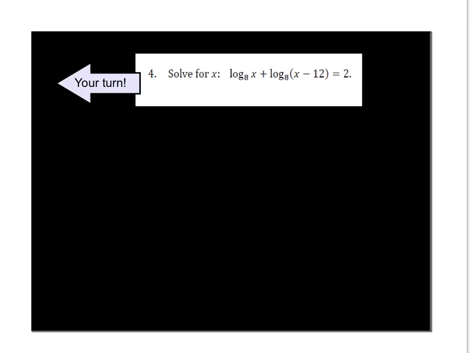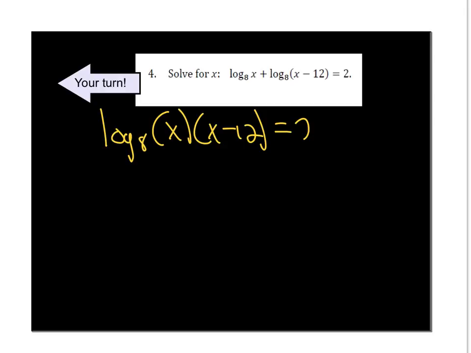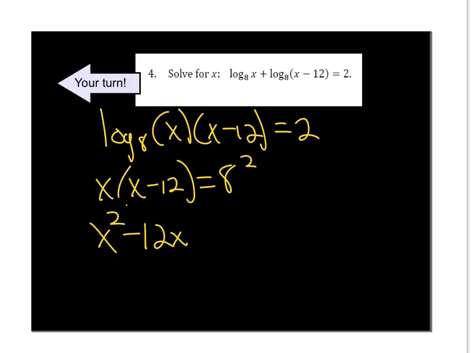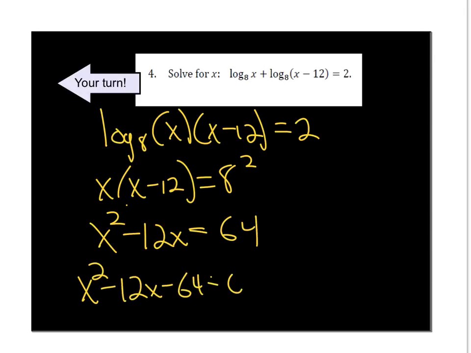So if I take a look here, let's put this together. That's going to be log base 8 of x times x minus 12 equals 2. So x times x minus 12 equals 8 squared. So x squared minus 12x equals 64. Bring that over. So what times negative 64 gives me negative 12? I'm going to go with 16 and 4. So that's going to be x minus 16, x plus 4 equals 0.